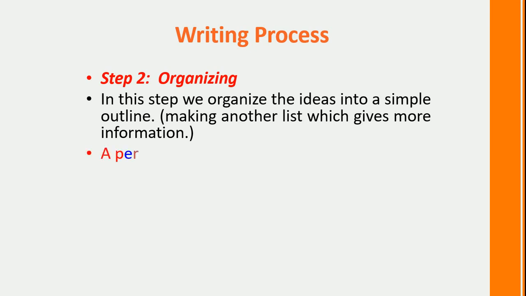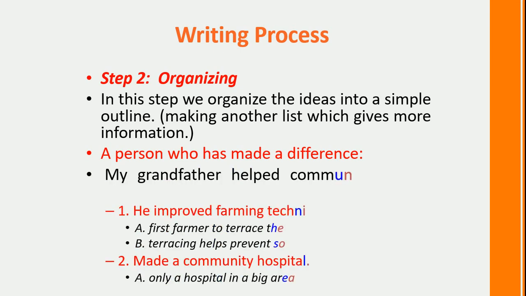Okay. Now, a person who has made a difference. Now, who is that person? He is my grandfather. Helped community in 2 ways. Now, what are those ways that my grandfather helped the community to promote or to improve? Now, the first one is he improved farming techniques in his area. The second one is made a community hospital.